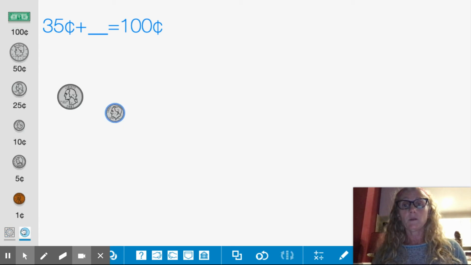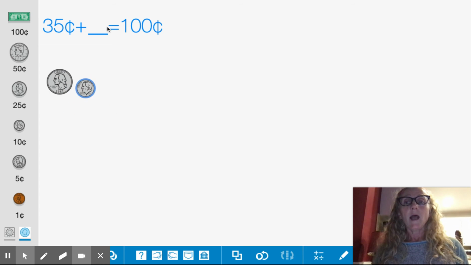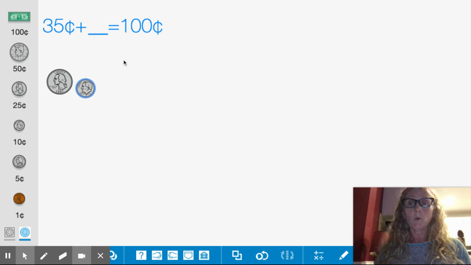Let me just take off those. So we've got 35 cents. Now the question is, how much more? The difference right here, how much more do I need to make 100 cents? So in this equation, this is the result that we know we want. We know how much we start with, but we don't know how much the change is going to be. I need to change something. I need to get some more. So 35 cents plus how much more makes 100?